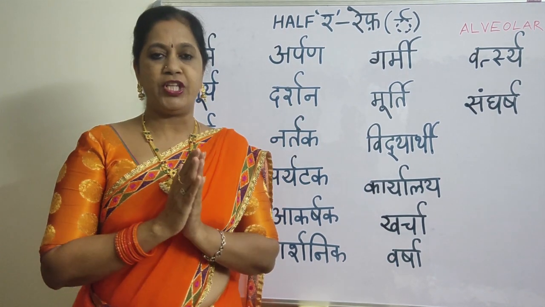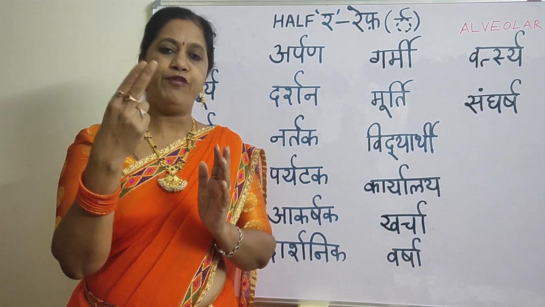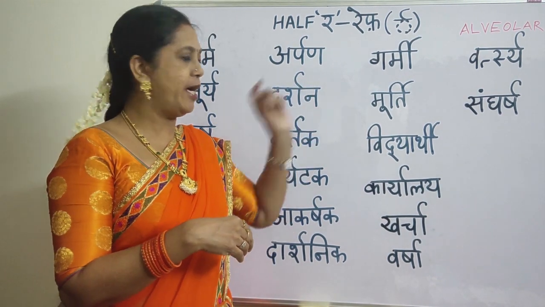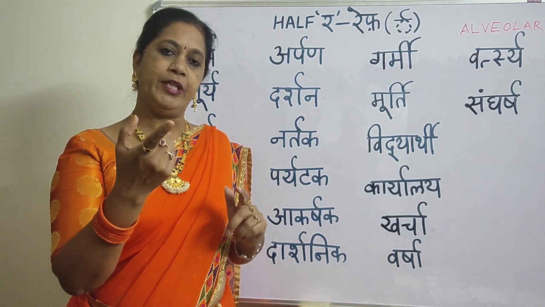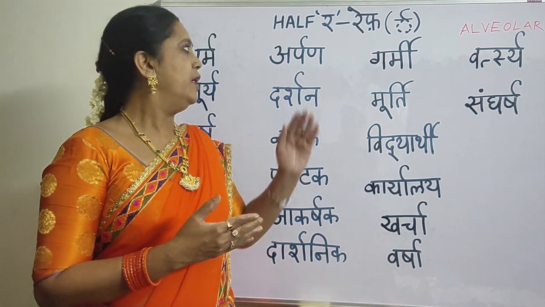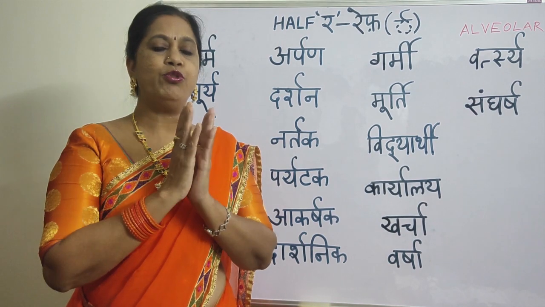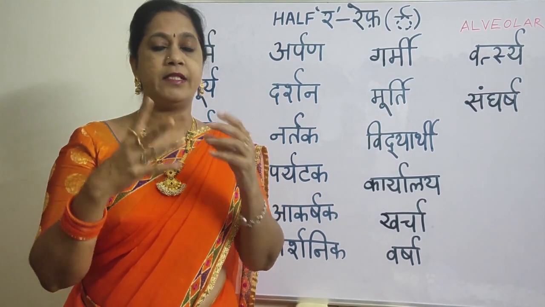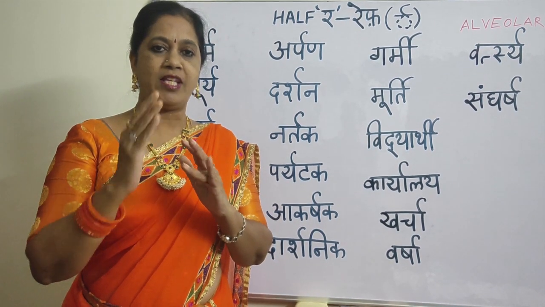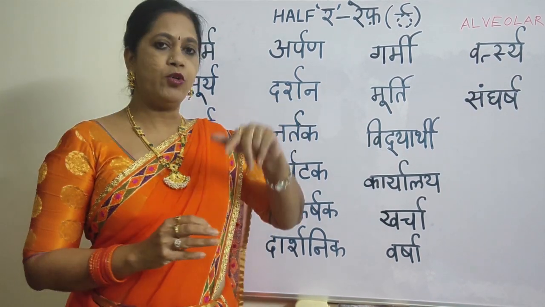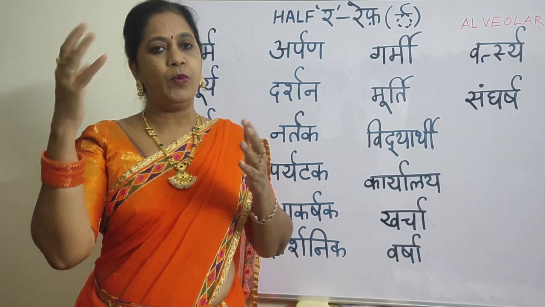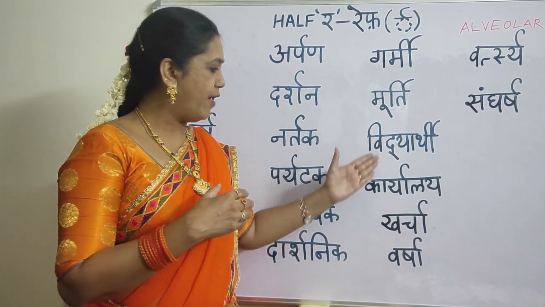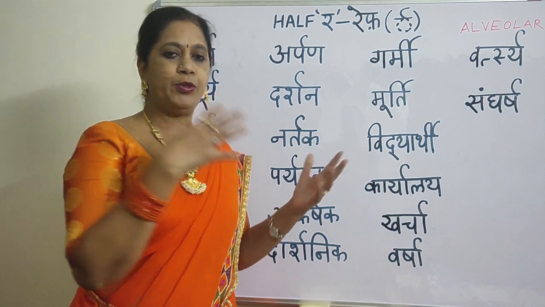Actually, ra has two forms. One form I am doing today, and another form I will do in another video, because I don't want to confuse you too much with a lot of matras and forms and symbols. So I'll take you step by step. Before I go to the half letter words, you should also know this, so that when the half letter words come, you will be able to understand it.